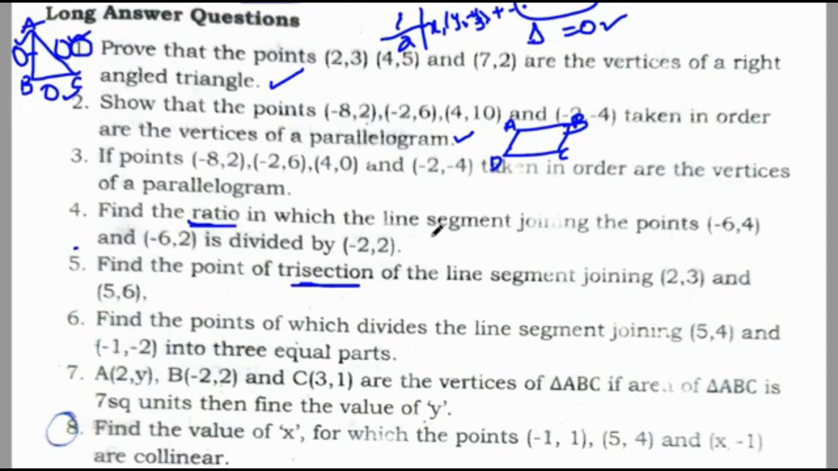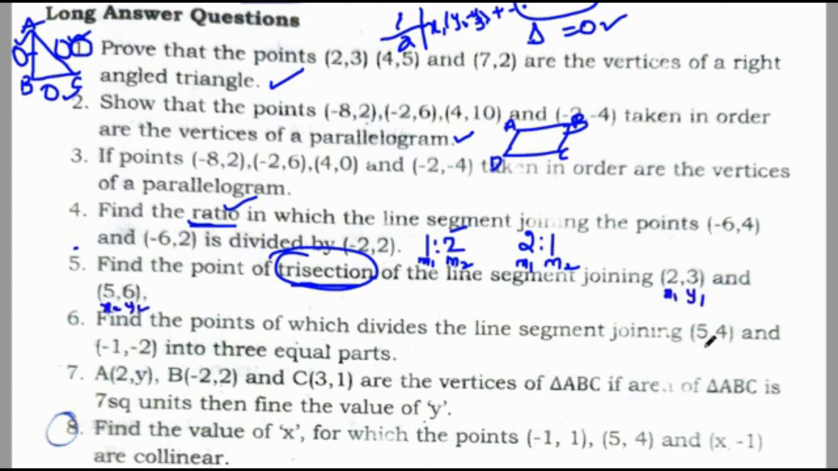M1 x2 plus M2 x1 by M1 plus M2, M1 y2 plus M2 y1 by M1 plus M2. So here trisection means you have to apply the section formula two times, one with 1 is to 2 ratio, another is 2 is to 1 ratio. In the ratio, the first one we call M1, the second we call M2. Similarly, apply M1, M2 in the formula with x1, x2.